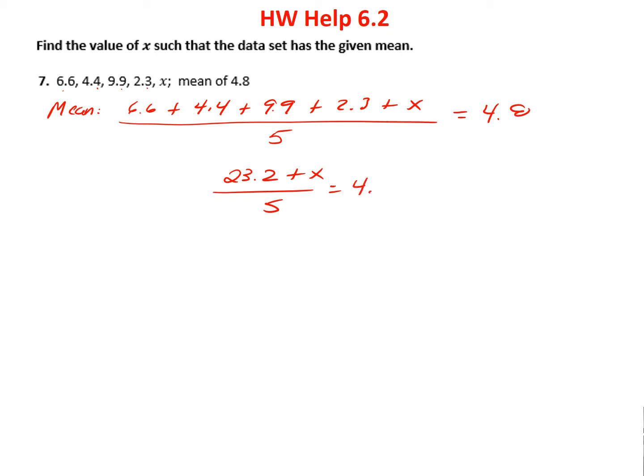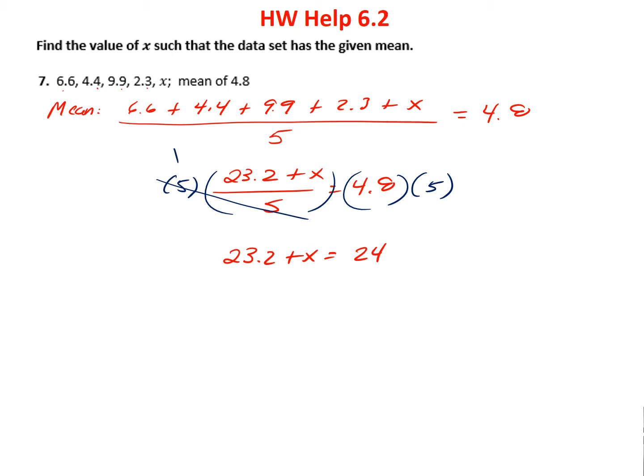That's our equation. Now to undo the divide by 5, we're going to multiply both sides by 5. This becomes 1. So we're left with 23.2 plus x equals 24. And now we subtract 23.2 from both sides. I'm going to change that to a 24.0 to make subtraction easier. And x equals 0.8.